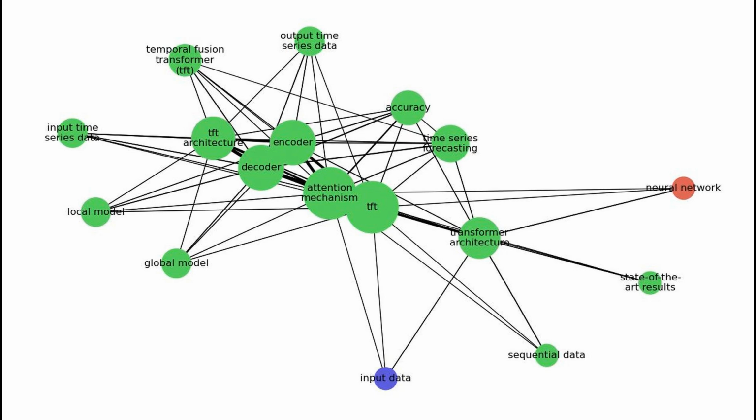The encoder is responsible for converting the input time series data into a fixed-length representation. This representation is then used by the decoder to make predictions. Decoder. The decoder is responsible for generating the output time series data. It uses the representation generated by the encoder to predict the future values of the time series.